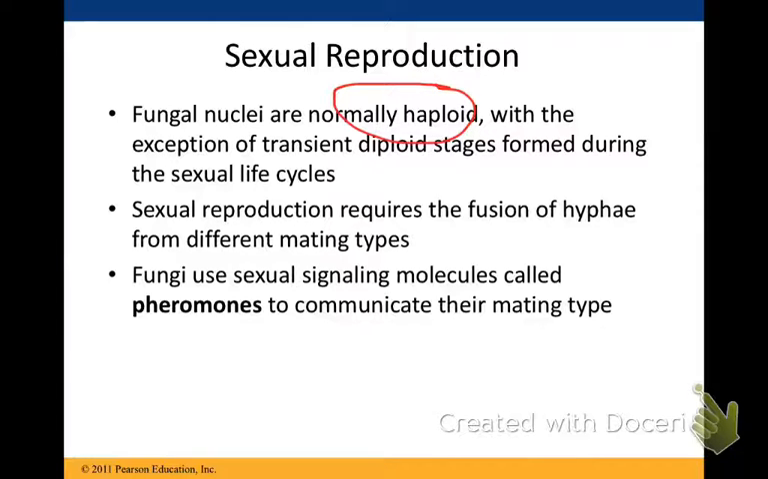So fungi have different mating types. You can think of the mating types as sexes, essentially. There are plus and minus mating types. And fungi use signaling molecules called pheromones for different opposite mating types to attract one another.